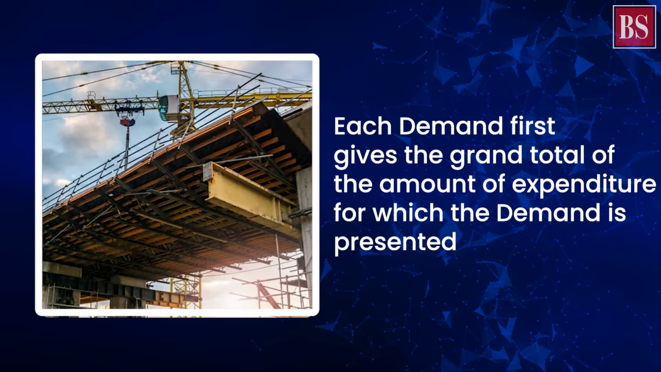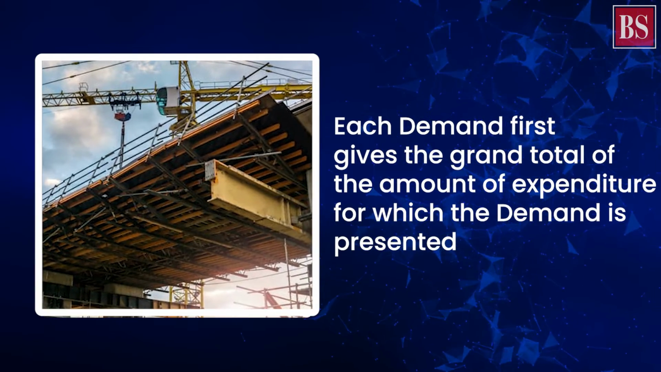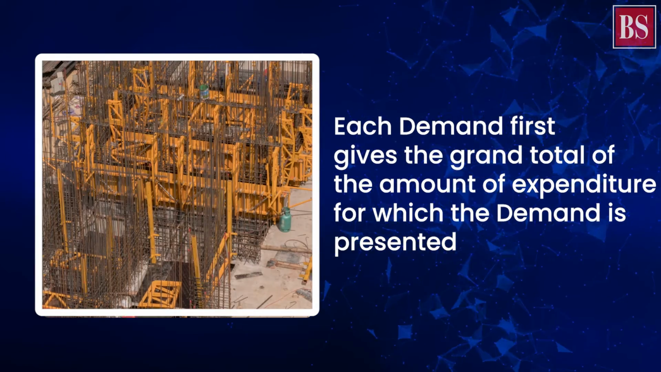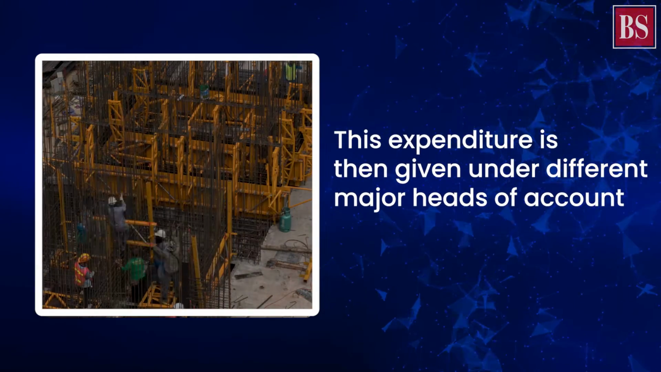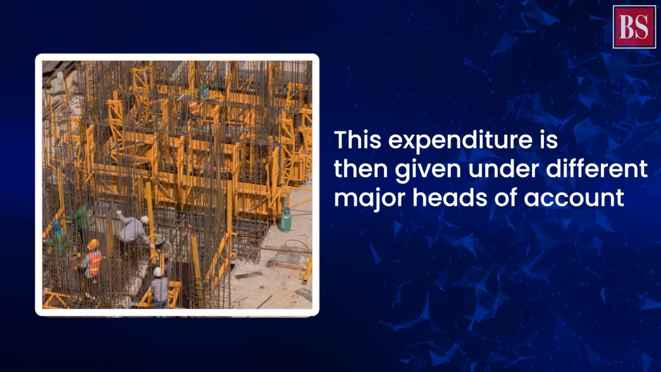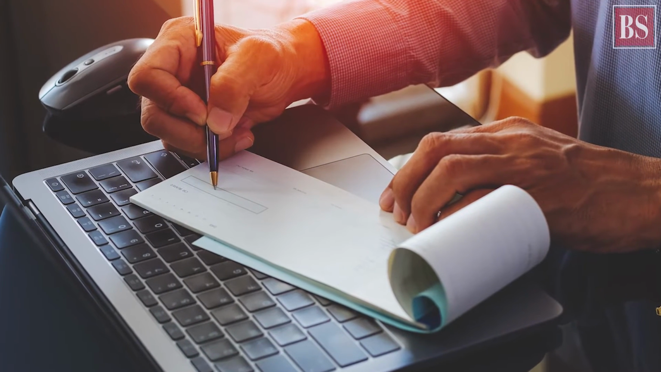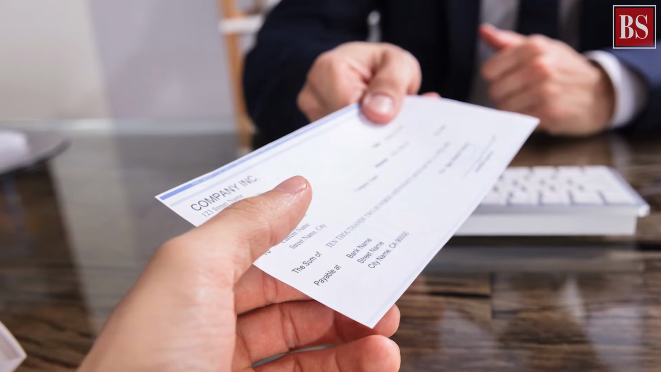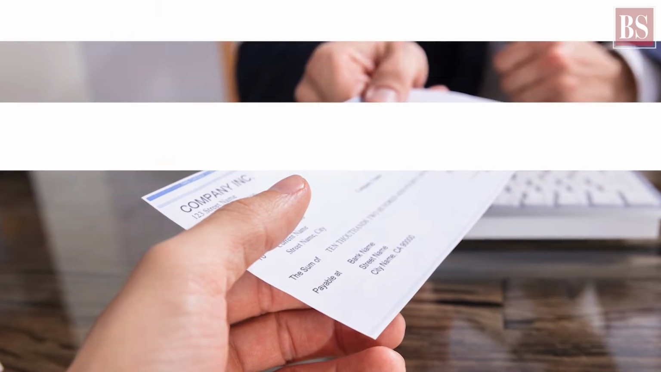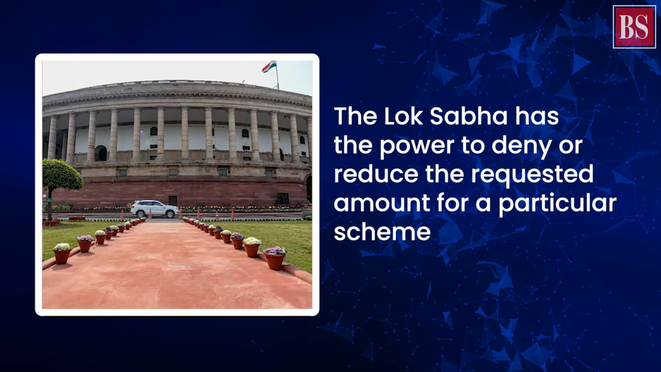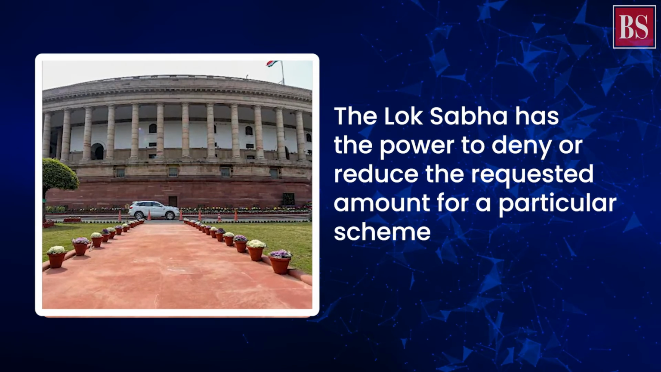Each demand first gives the grand total of the amount of expenditure for which it is presented. This expenditure is then given under different major heads of account. Demand for grants includes aid given to states and union territories and loans and advances related to a scheme. The Lok Sabha has the power to deny or reduce the requested amount for a particular scheme.